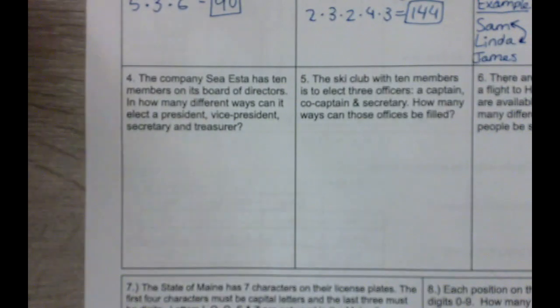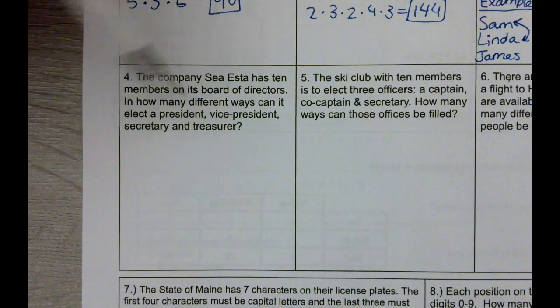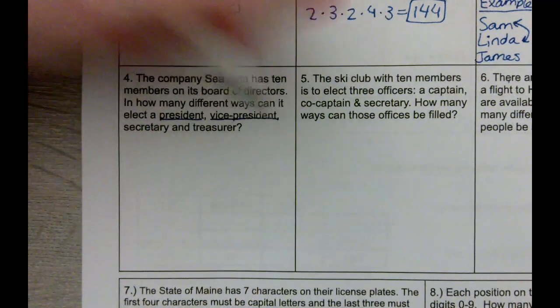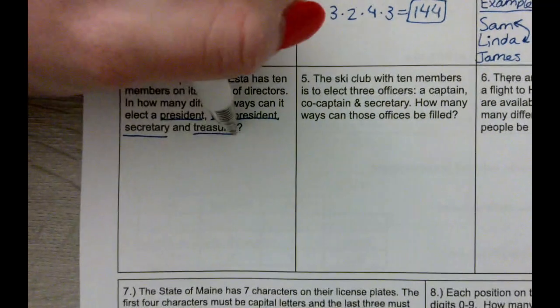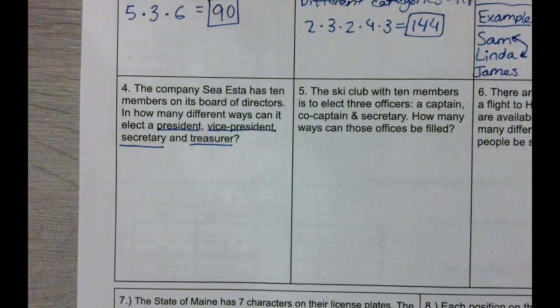Okay, number 4. The company Siesta has 10 members on its board of directors. In how many different ways can it elect a president, vice president, secretary, and treasurer? Now, this is a dead giveaway of a specific type permutation or combination. But if you don't see it, I'm going to do one quick example, just like I did on number 3, just to show the difference.